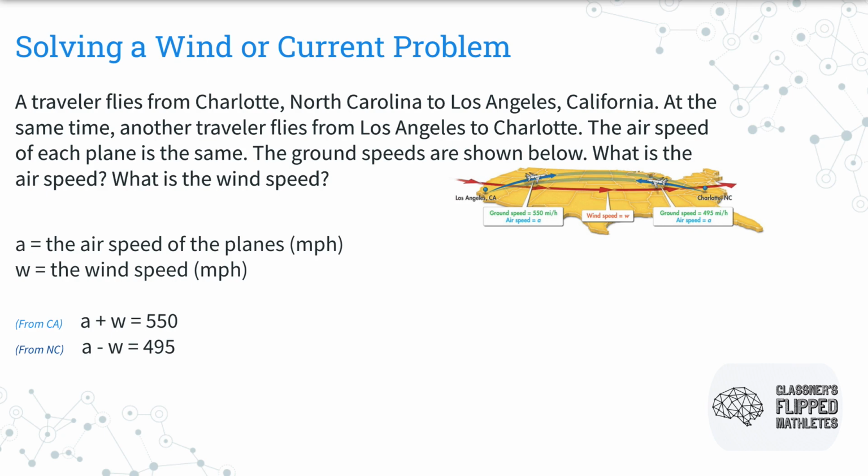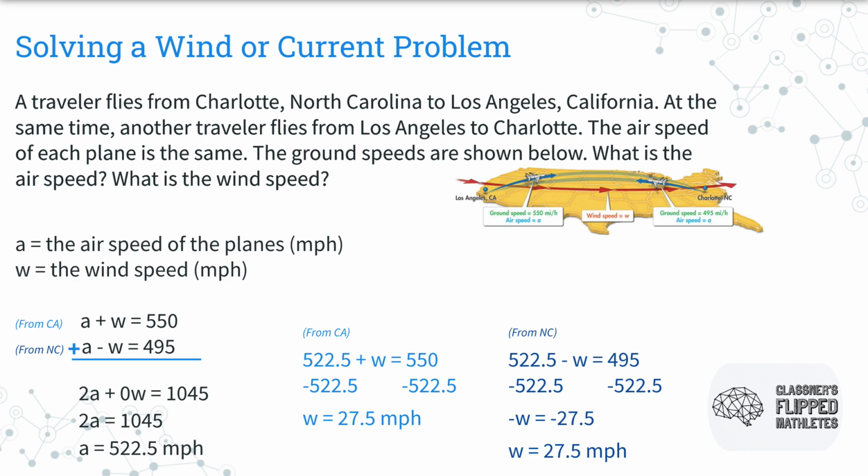This equation set up nicely. Things are lined up. Coefficients are opposites. I'm going to go ahead and add them so that my W's cancel, and I'll get 2A plus 0W equals 1045. So 2A equals 1045. Divide both sides by 2. A, the airspeed, is 522.5 miles per hour. So in other words, both planes, if I were to put them in a vacuum or just measure how fast they were going without the wind, we would get 522.5 miles per hour.